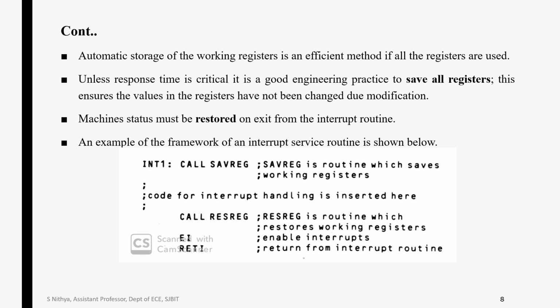Unless the response time is critical, it is good engineering practice to save all the registers. This ensures the values in the registers have not been changed due to modification, so the machine status can be restored on exit of the interrupt routine. One example given for an interrupt service routine is calling and saving, then returning back to the program with EI, and it returns.